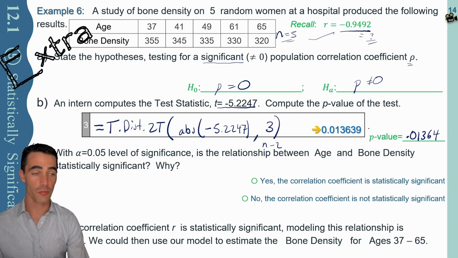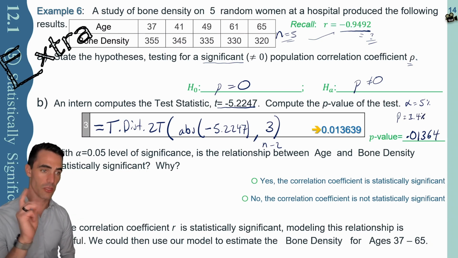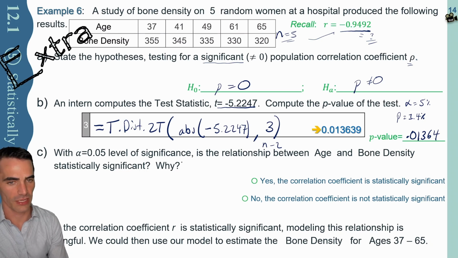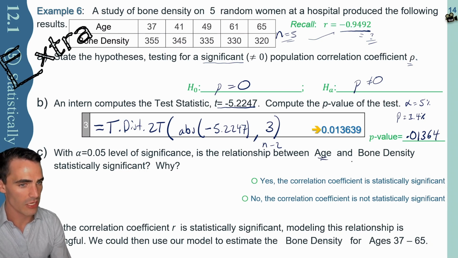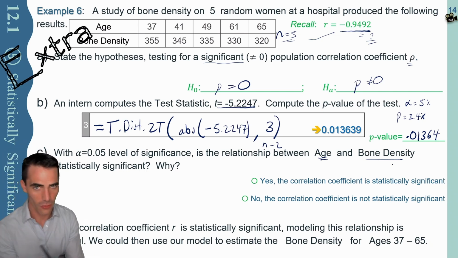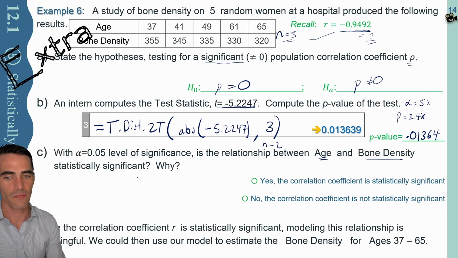And that, well, it should be making us pretty elated. Again, the classic alpha value that we compared to is 5%, and this p-value is looking like 1.4%. What can we do with that p-value? With a 5% level of significance, is the relationship between age and bone density for these women at the hospital, not just anecdotal, these 5 women, but for the population at large, statistically significant?